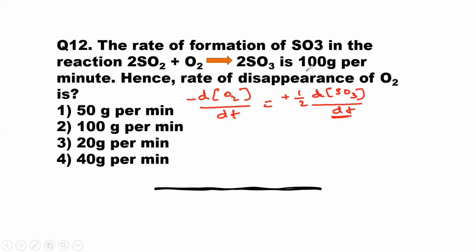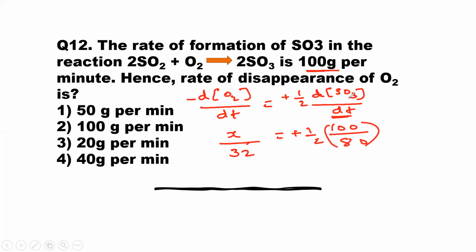But the problem is here they have given 100 grams per minute. They have not given concentration. If they had given concentration directly, you could do it easily, but they have not given it. So we can write for oxygen, what is the molecular weight of oxygen? Weight of oxygen X by molecular weight of oxygen, which is 32, we already know, is equal to plus 1 by 2 d of sulfur trioxide. Weight of sulfur trioxide is 100 by molecular weight of sulfur trioxide, which is 80. So by solving this, you'll get the answer.